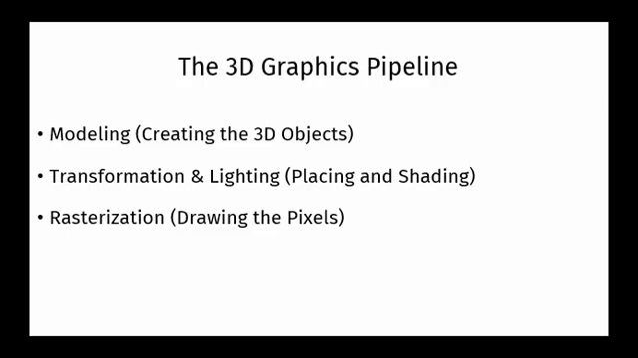The second is transformation and lighting. We decide where the objects are placed, how they are rotated or scaled, and how lights interact with them. This is where we make the scene look realistic.